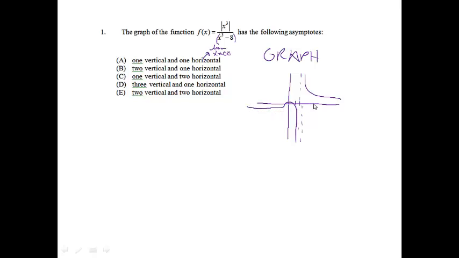Okay, so if I'm looking as x approaches infinity, I could draw a horizontal asymptote that's going this way, and then the limit as x approaches negative infinity, I could actually draw a horizontal asymptote that looks like that. Okay, so if I'm looking at my graph, there is one vertical asymptote and there are two horizontal asymptotes. So my answer would be choice C.